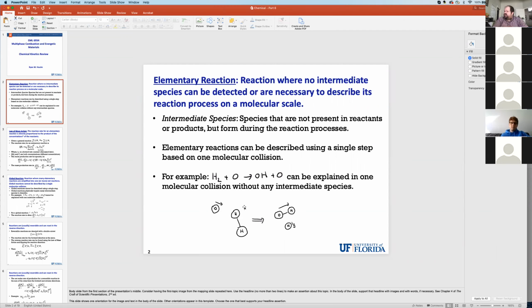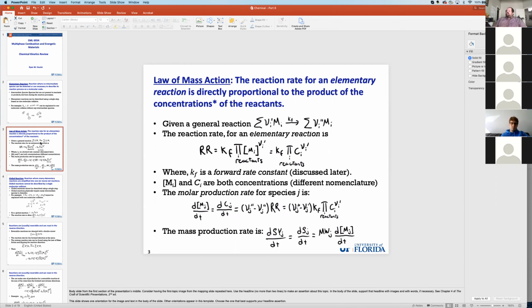So elementary reactions are basically these. And now the law of mass action states that the reaction rate for an elementary reaction is directly proportional to the product of all the concentrations of the reactants.